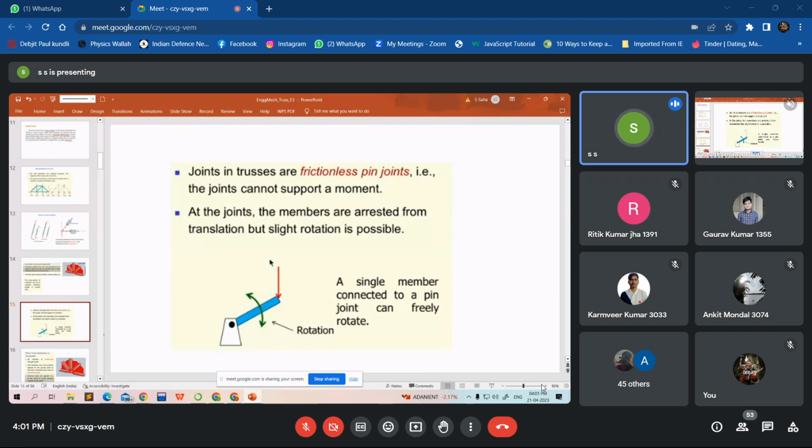Next, the joints in the trusses are frictionless pin joints. Here, if you see, it's a pin joint and it is frictionless. So if you apply a moment or force on this member, it will freely rotate. So rotation is not resisted. But if you try to pull the member, then you cannot pull because it is fixed. So it can resist forces but not moments. That is a pin, and that is a property of a pin joint. A single member connected to a pin can freely rotate. So that is one thing to note.